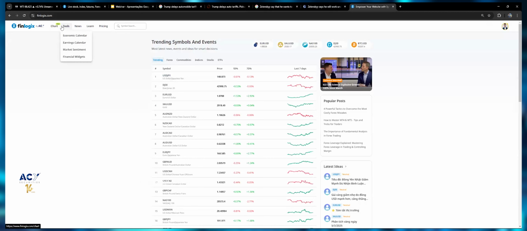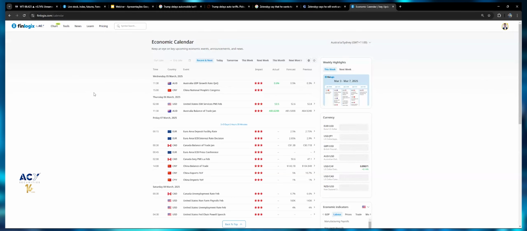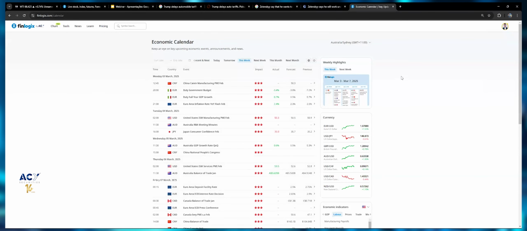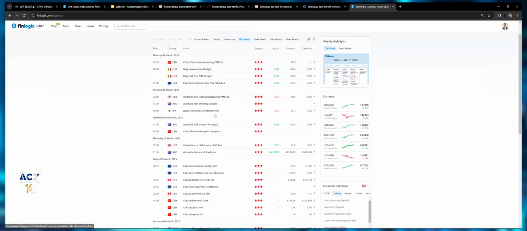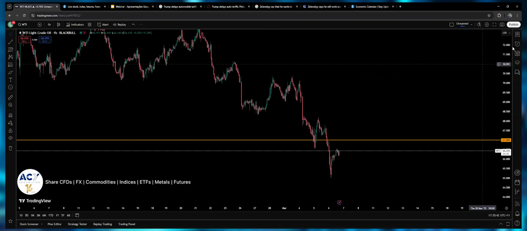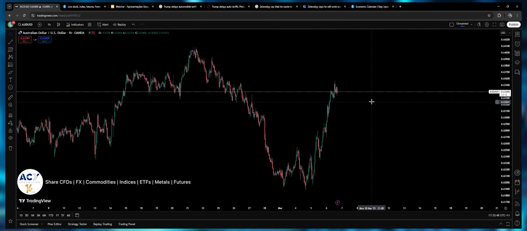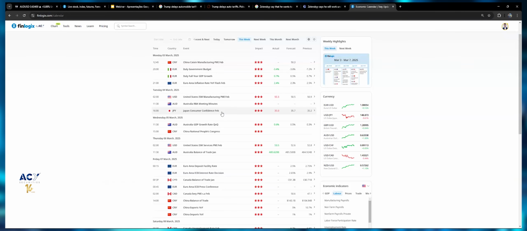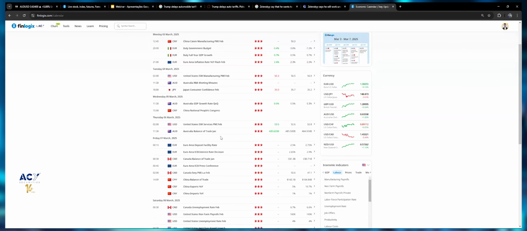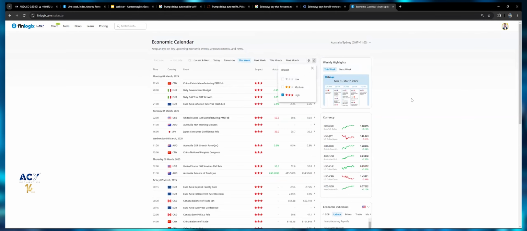So come here into tools, and then we go into economic calendar. Then we go this week. So Tuesday, we had the Japan consumer confidence, 35 against 35.7. Today, we had 0.6% growth in Australia. So that's the reason as well the Australian dollar is getting its foot up. There you go. Second point is the China National People's Congress. Sorry, that was yesterday.